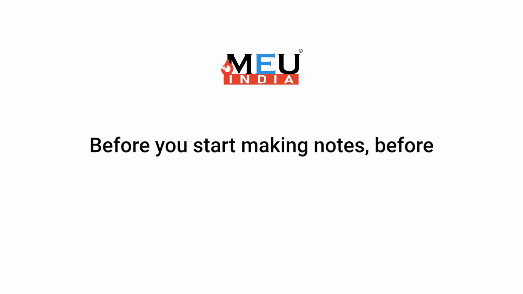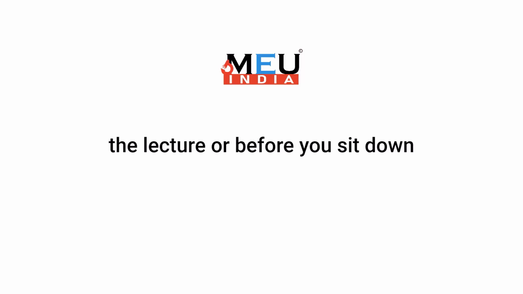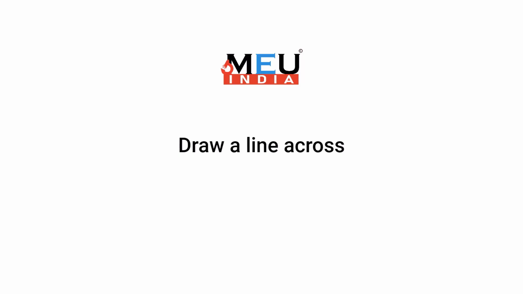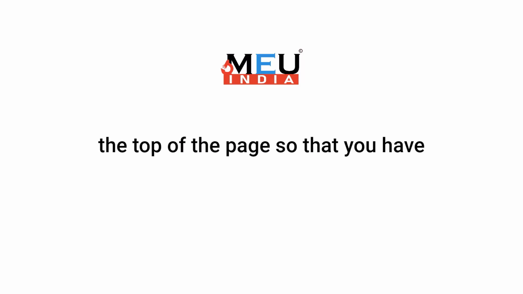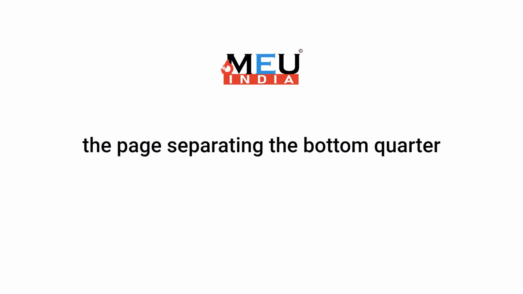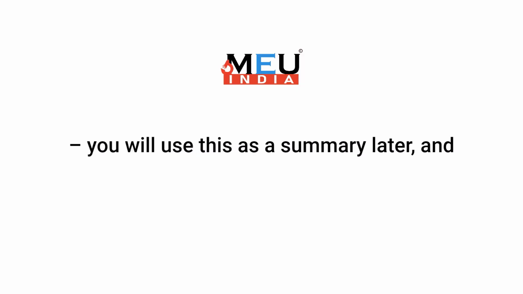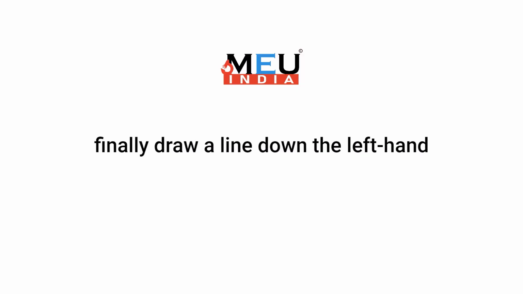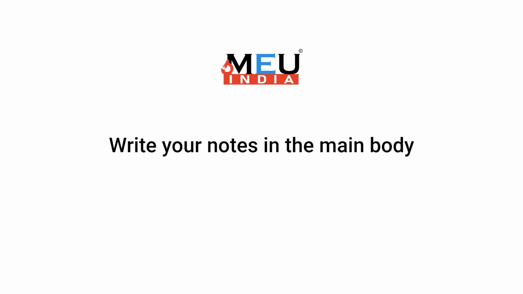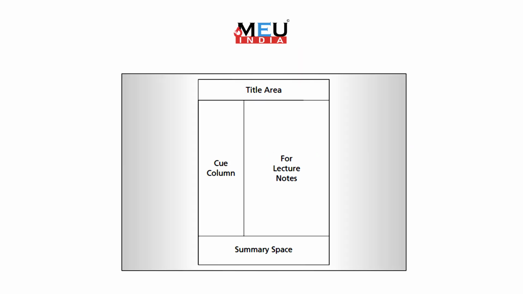Before you start making notes, before the lecture, or before you sit down with a book, take your blank paper and draw three lines. Draw a line across the top of the page so that you have dedicated space for a title. Draw a line across the page separating the bottom quarter. You will use this as a summary later. Finally, draw a line down the left-hand side about 5 centimeters from the left. Write your notes in the main body of the page: title area, cue column, lecture notes, summary space.